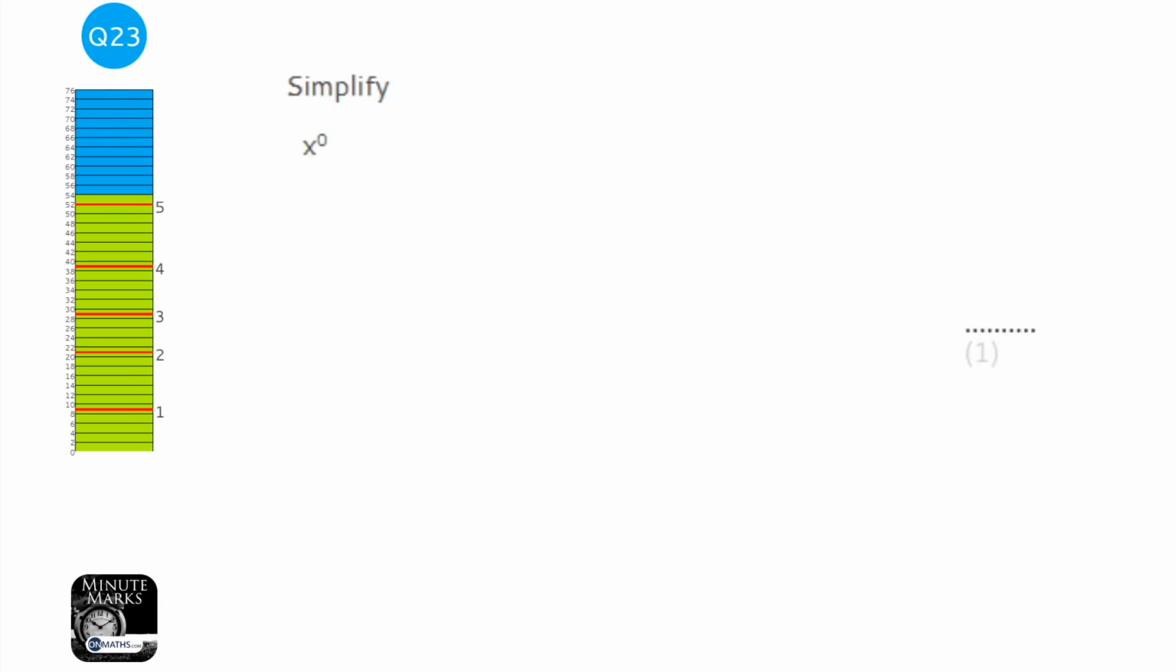Okay, I understand the temptation in this question to say that the answer is 0. Please do not write that. Anything to the power of 0 is not 0. Anything to the power of 0 is 1. Now you can think about this.